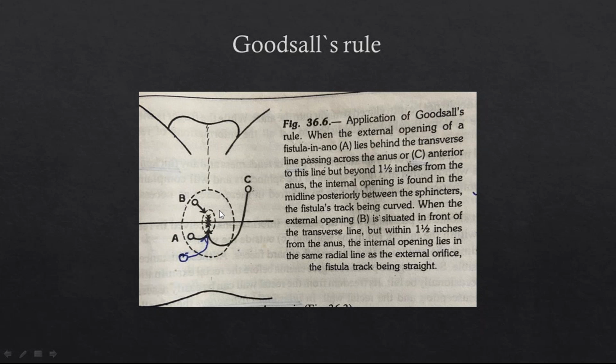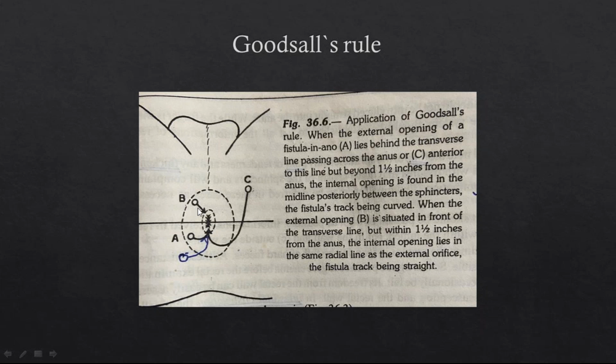So opening within this 1.5 inches on posteriorly or beyond this 1.5 inches posteriorly, always the primary tract is a curved tract which is opening in the posterior midline. The internal opening will be in the posterior midline.